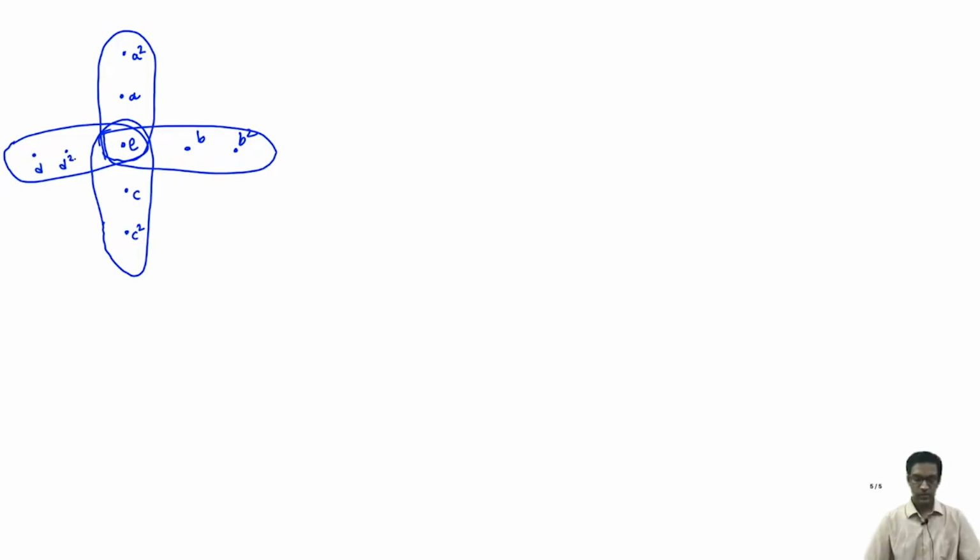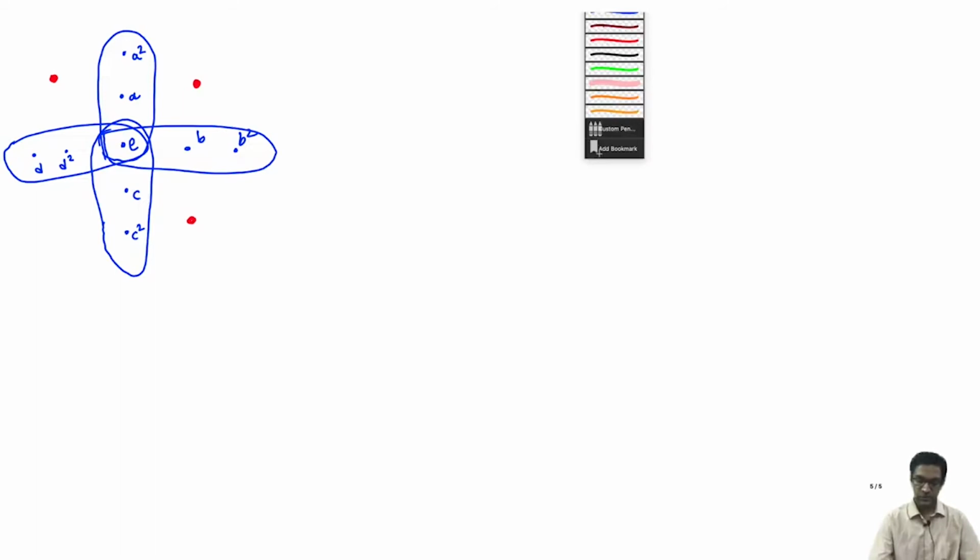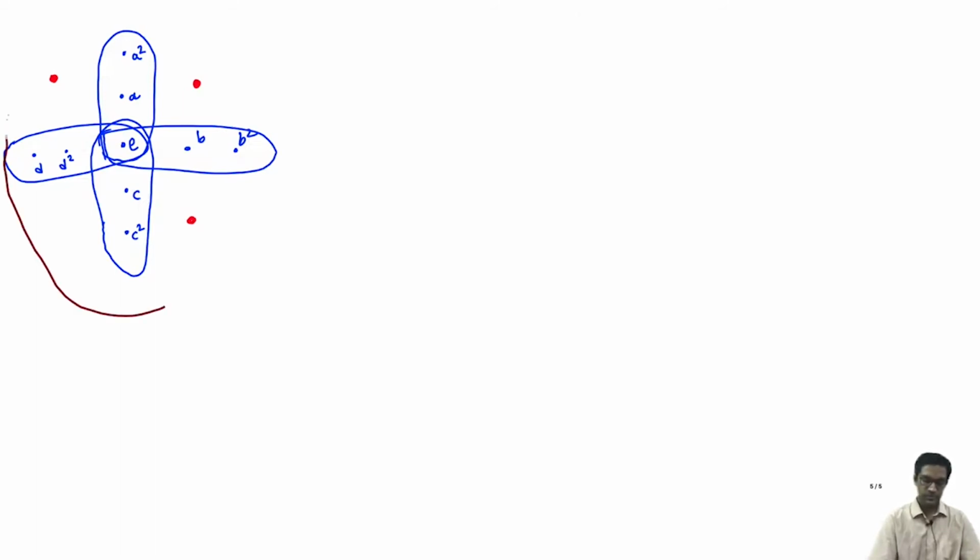Okay, so these are all my 3-Sylow subgroups. I have 4 of them, and this accounts for 8 plus 1, 9 elements of my group. So I know there are 3 more elements left. So what does my group look like? There are 3 more elements left in my group. So what I have drawn here is a picture of my group G itself. Okay, so think of this as my group G now.